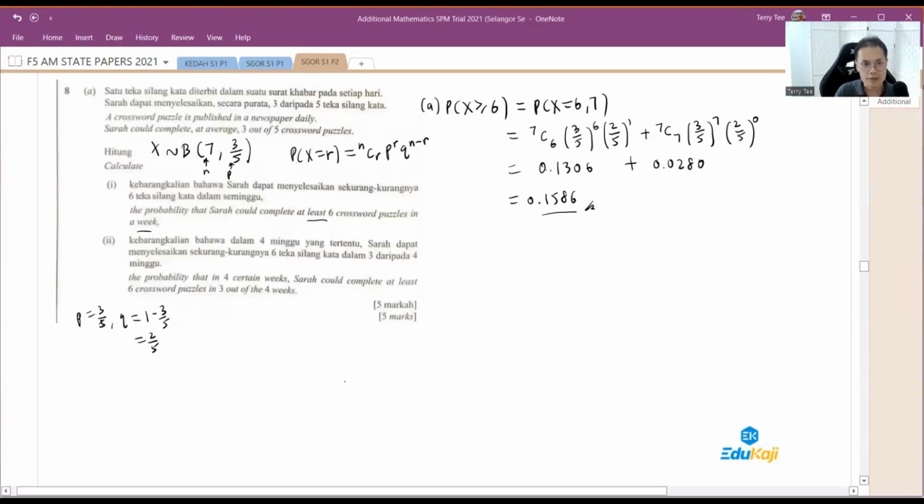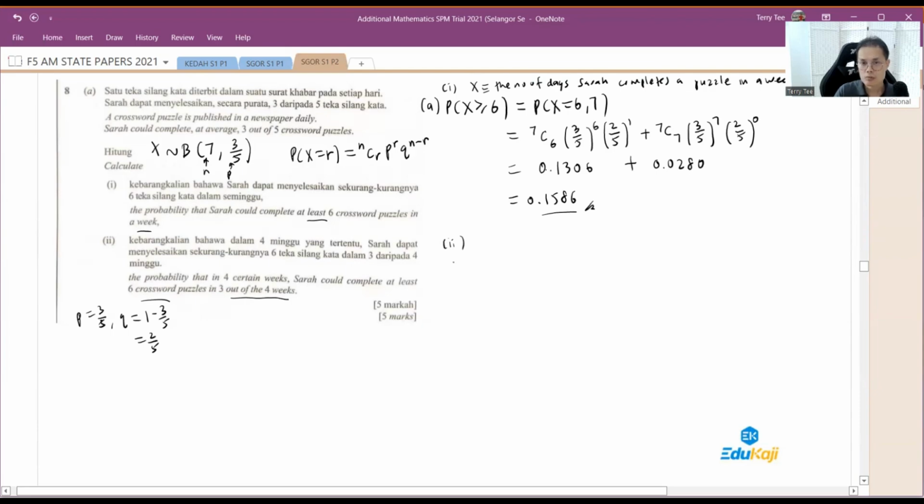All right, but this is only the first part, part A Roman 1. Now, next they say, find the probability that in a certain 4-week period, Sarah could complete at least 6 crossword puzzles in 3 out of 4 weeks. Remember the first part, what is your X? X is the number of days Sarah completes a puzzle in a week.